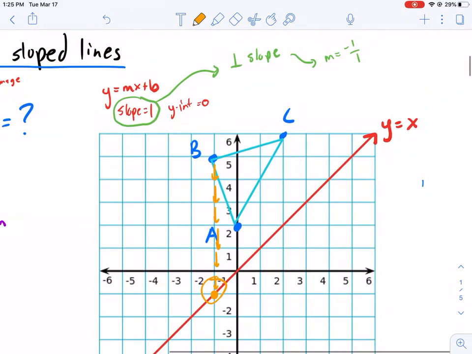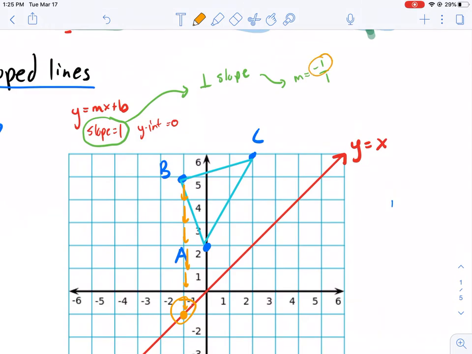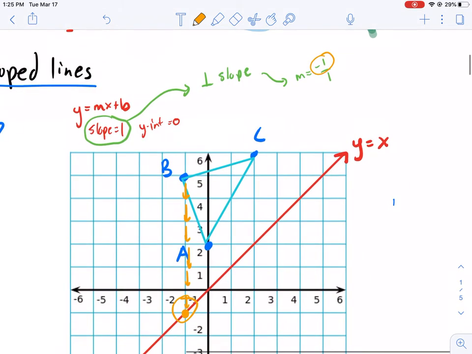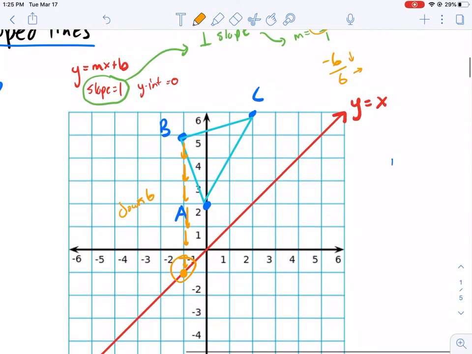Now, once we land here, how do we know what to do? Well, we need to maintain this slope ratio. In this case, we went down 6 units, so I'm going to write down 6 units. Then where do we go to maintain that perpendicular slope? We would need to go to the right 6 units. So now we count 1, 2, 3, 4, 5, 6 units to the right. And what do you know? We have our B prime.